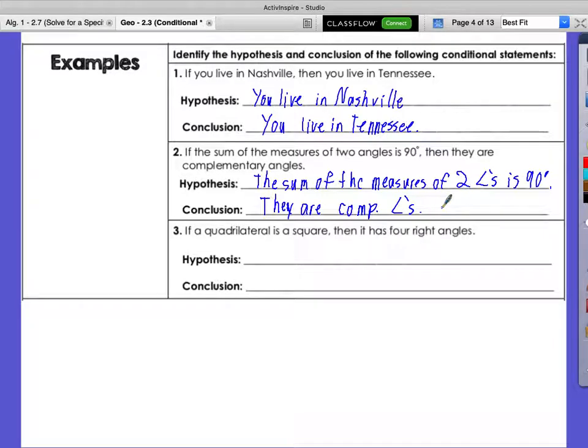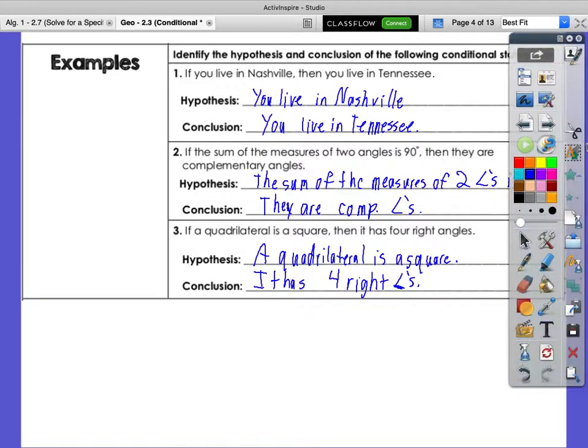Gracie, what's the hypothesis? A quadrilateral is a square. Very good. Colton, what does that make our conclusion? It has four what? Right angles. There you go. It has four right angles. Four right angles. Any questions on that?